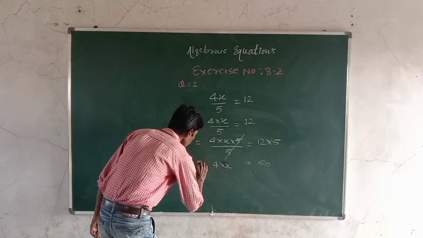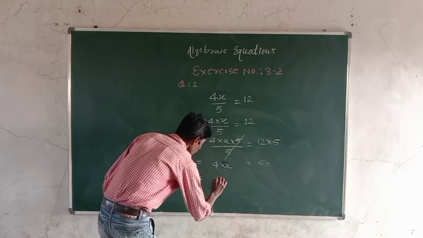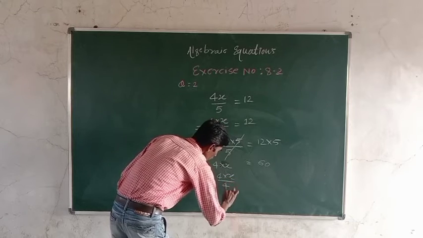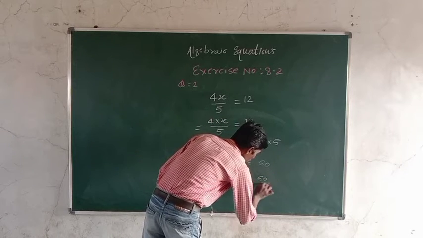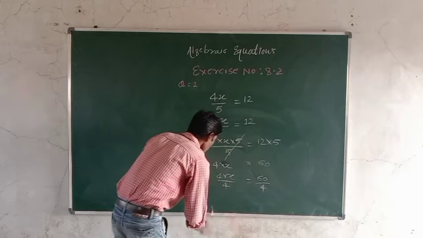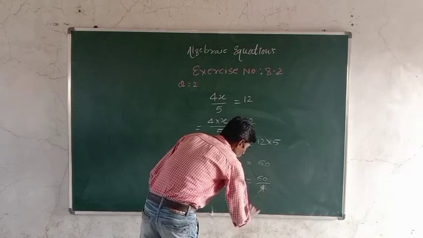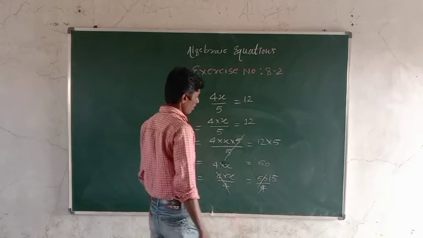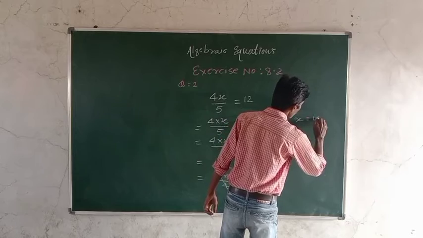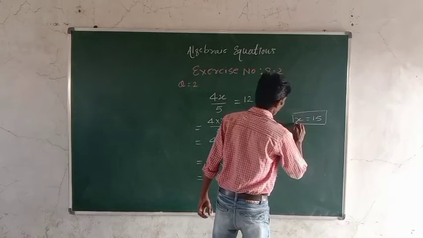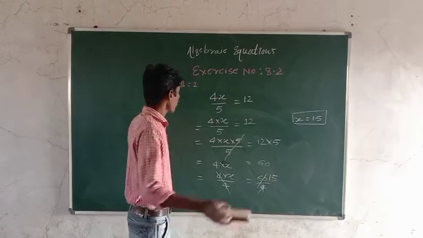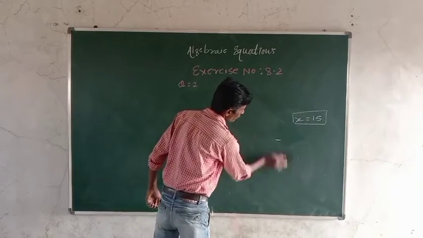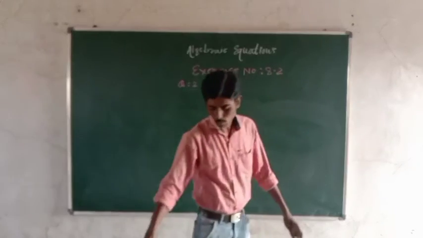Now we have to remove this 4 from this side. So we have to divide: 4 into x divided by 4 is equal to 60 divided by 4. 4, 4 will be cancelled. 4 ones are 4, 4 fifteens are 60. Then x is equal to 15. Now, this is our answer. Again, we will take one example and the remaining questions will be homework for you.